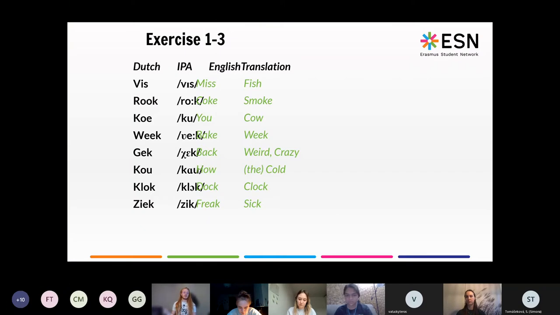The first one, vis, is kind of the same sound as miss, and the translation is fish. Rook kind of sounds like coke. It is a bit different, but similar enough. If you pronounce it that way, or you have a sound in your own native language that sounds similar, you can also just use the O from there. So rook means smoke. Then we have koe, which means cow, and sounds similar to you.